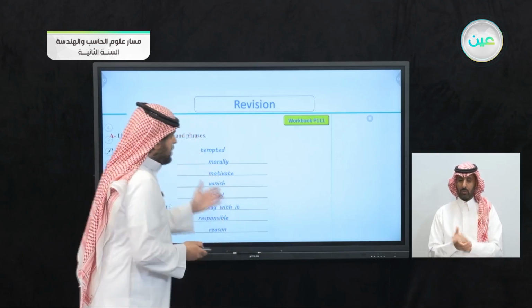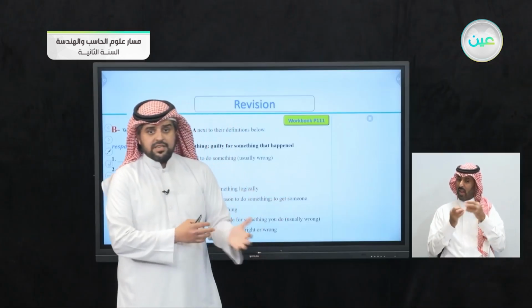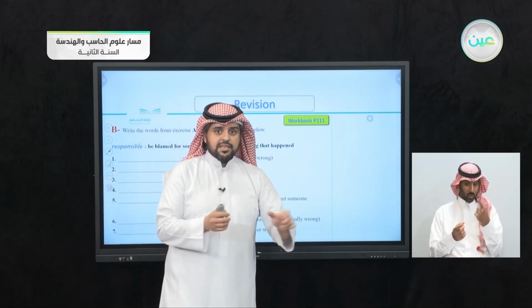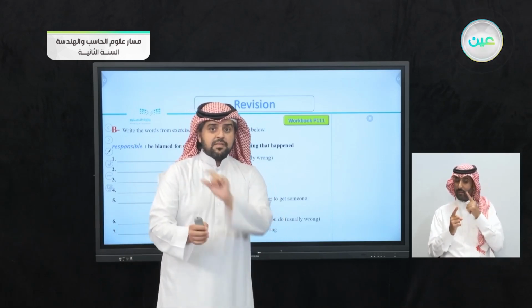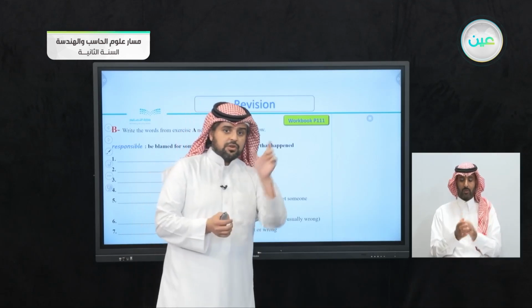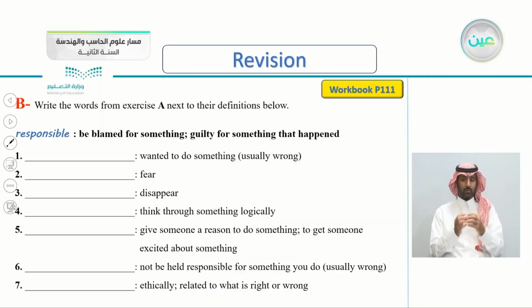Very good. Jumping on to exercise B on the same page, 111. Write the words from exercise A next to their definitions below. So exercise A, the one that we have just finished, we will write them in their correct places in front of their correct definition. So here we have definitions, and we have to put the correct word in front of the correct definition. The first one is already done for you.